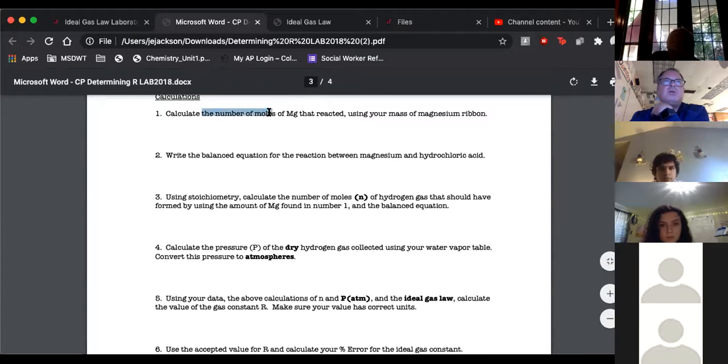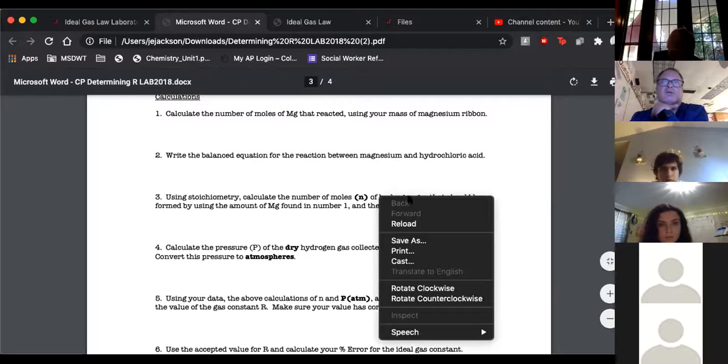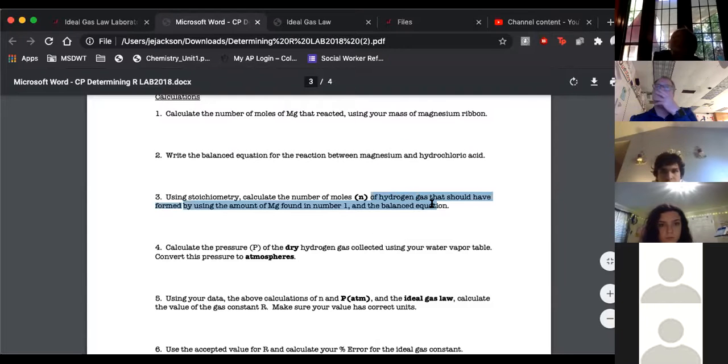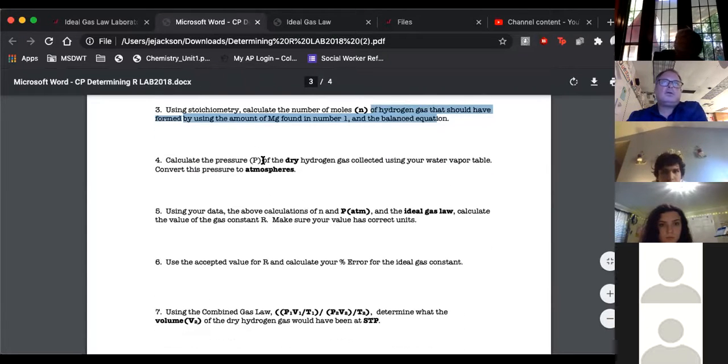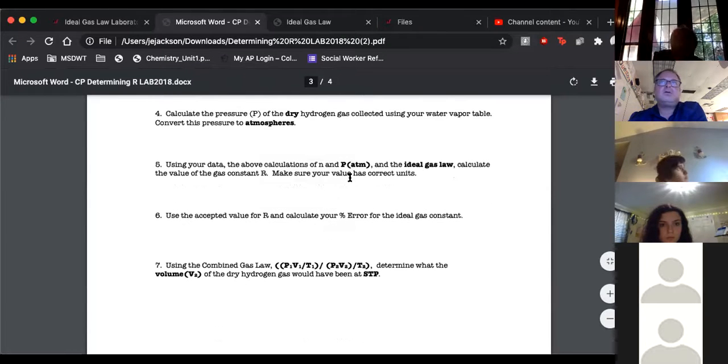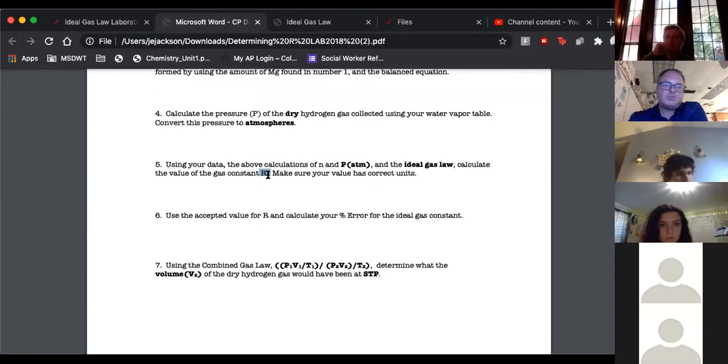No problems here. You should be able to calculate the moles, write a balanced equation of magnesium plus hydrochloric acid, use stoichiometry to calculate the moles of gas that should form, calculate the pressure of the dry gas using the water vapor table, convert it to atmospheres, and then using the ideal gas law, calculate for R. That should be close to 0.0821. After you calculate for R, you use 0.0821 to calculate your percent error.